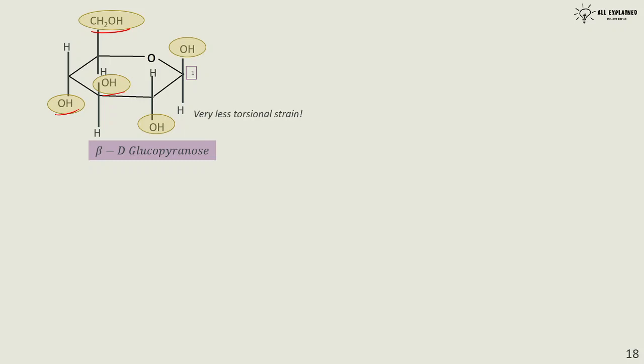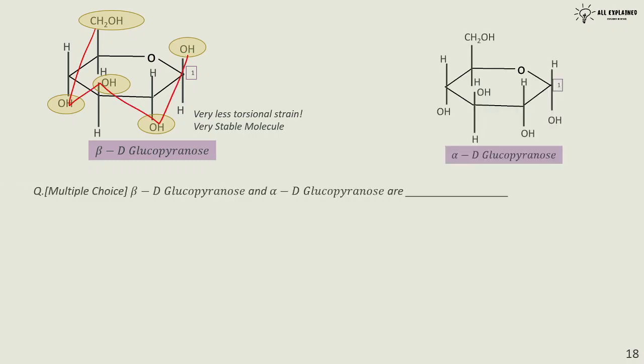It's very less torsional strain. Torsional strain, what is torsional strain? We can go on discussing that, but it's related to steric hindrance. Very stable molecule, beta D-glucopyranose. Notice the bigger groups are all opposite to each other. Alpha D-glucose.